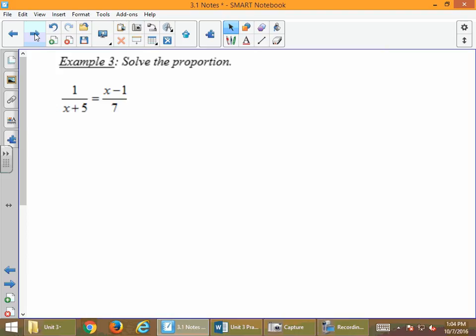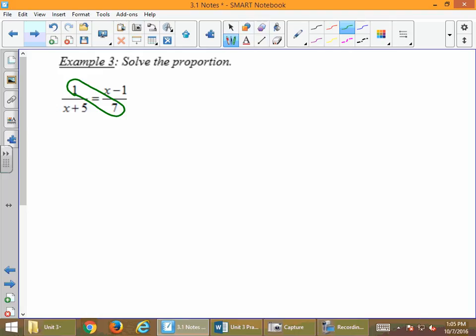You have a problem that looks like this. Solve the proportion. Someone already hit on it a little bit there, saying, how do I solve proportions? How do I go about solving this problem? What do I do? Cross multiply is correct. I know I cross multiply when I have that equal sign in between there. So I'm going to cross multiply those together.